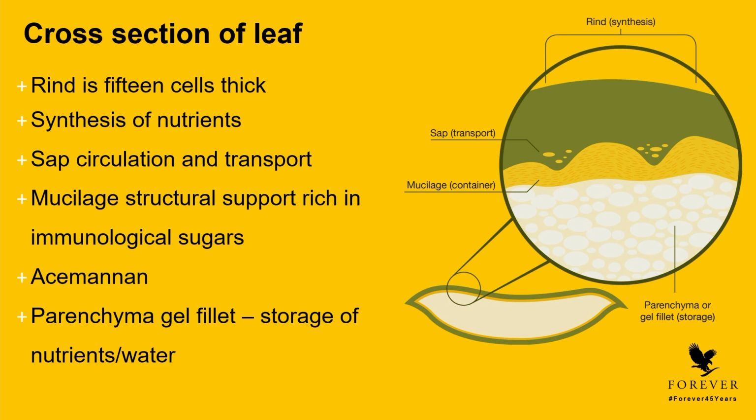That means you have some of the sap, mainly the mucilage, and then a big proportion of those lighter coloured cells there, parenchyma cells, and they're the ones which store the actual nutrients and the water, and that's often referred to as the gel fillet.